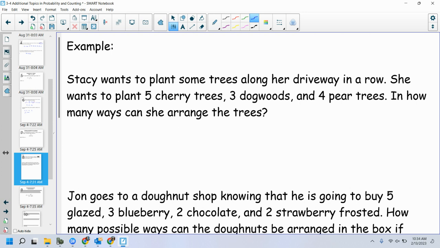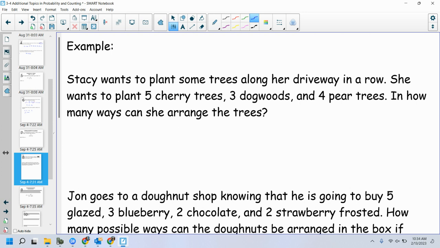12 trees, all said and done, right? I've got 12 trees to plant. And now, are the cherry trees distinguishable from one another? No, right? All of those cherry trees are essentially the same thing. All of these 3 dogwoods are essentially the same thing. So it's not necessarily 12 factorial, right? Because 5 of them are all cherry, 3 of them are all dogwood, and 4 of them are all pear. So it's less than that.